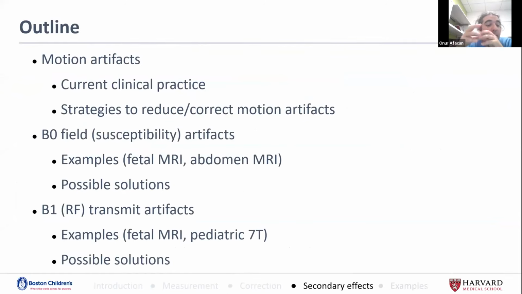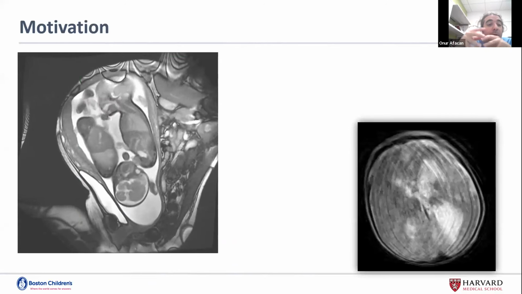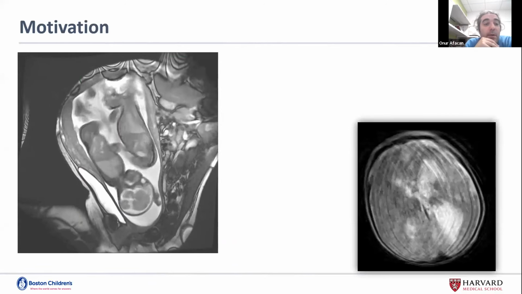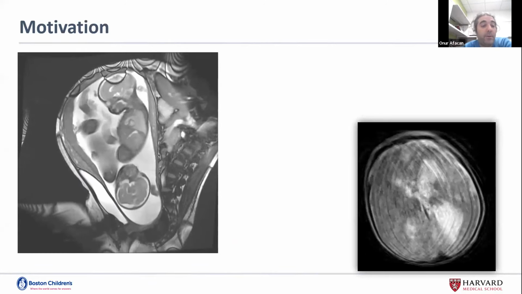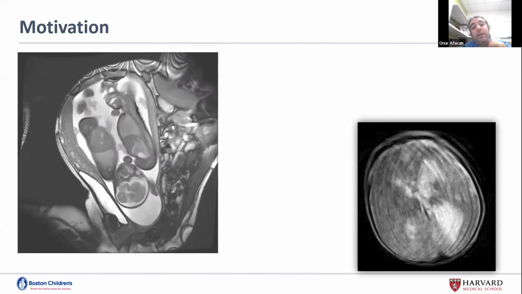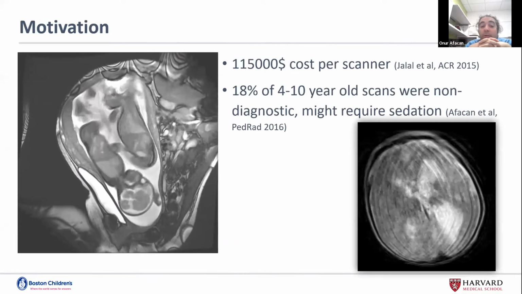I picked 3 main artifacts that I labeled as motion artifacts, susceptibility artifacts, and RF transmit artifacts. I will talk about some current clinical practice, give some examples, and suggest some possible solutions. I would like to start with, in my biased view, the most important pediatric MRI artifact, which is motion. In some cases it's not possible to eliminate motion, so you have to generate strategies to correct for motion. And this is actually a very costly problem.